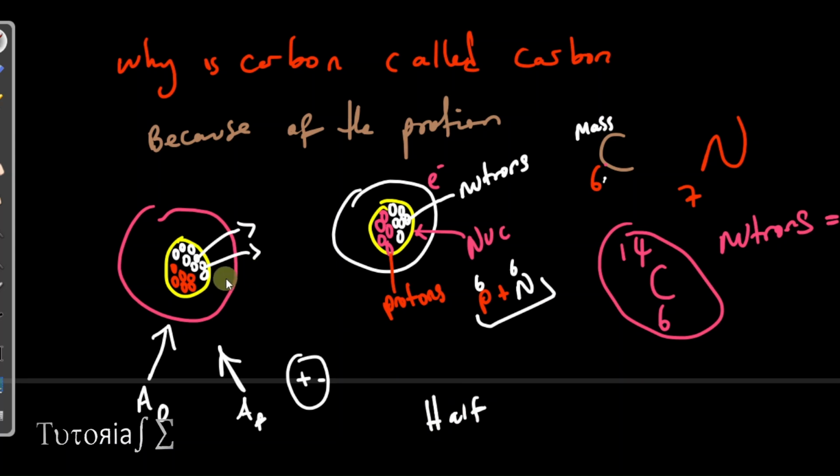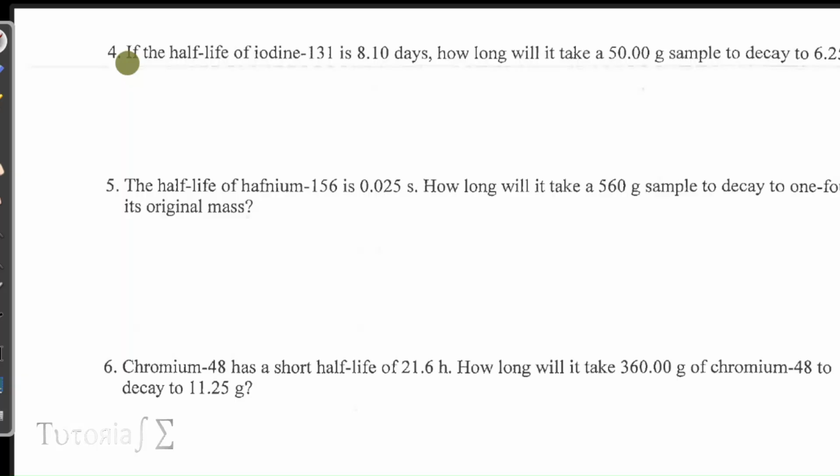Now, let me just put some questions here so that you can follow through. So we have a question like this here. Can you read for us the first question we're going to look at? If the half life of iodine 131 is 8.10 days, how long will it take a 50-gram sample to decay to 6.5 grams?